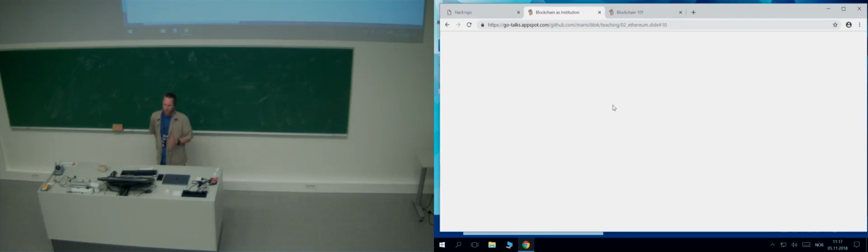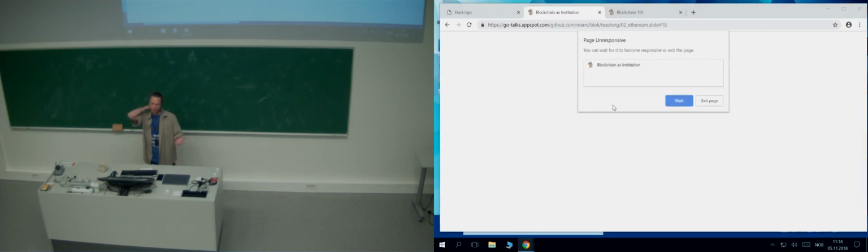We ended up with this distributed peer-to-peer system where we have the ability to record transactions. So why do you think Bitcoin happened? Why do you think Satoshi Nakamoto released it 10 years ago into the wild? Yeah?